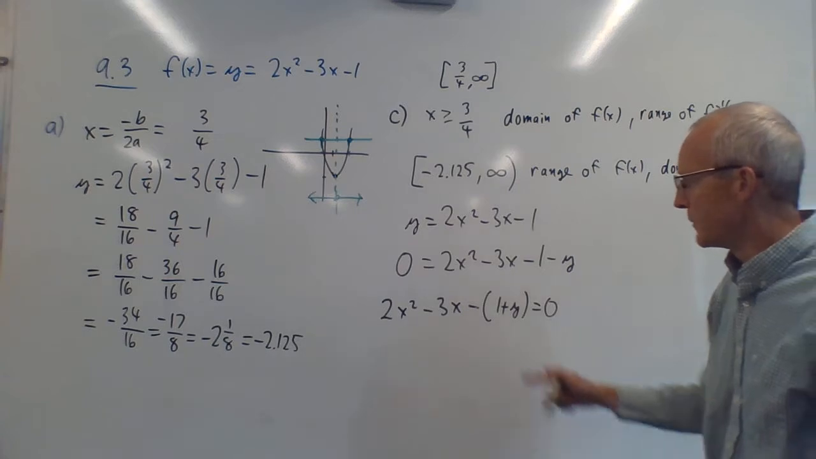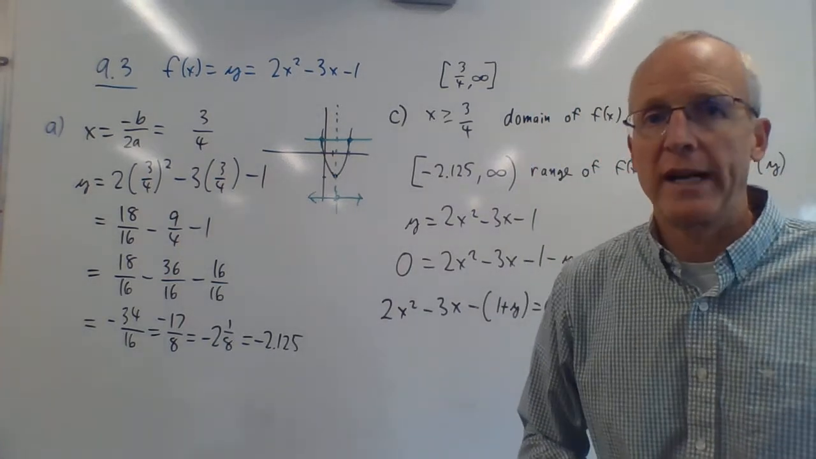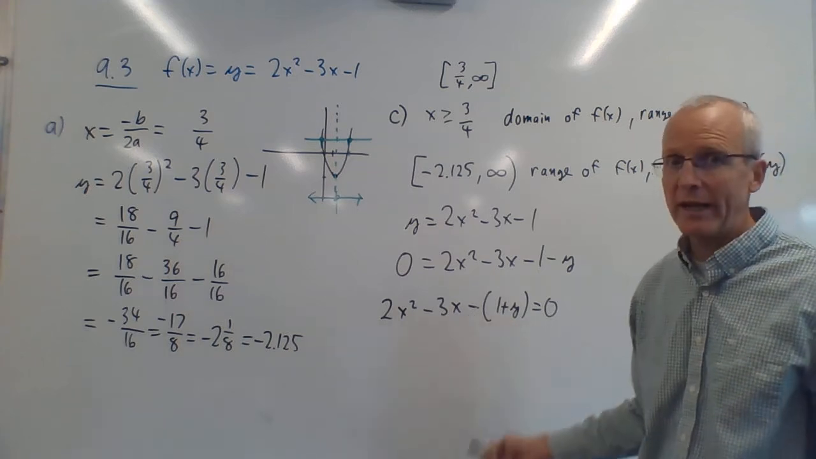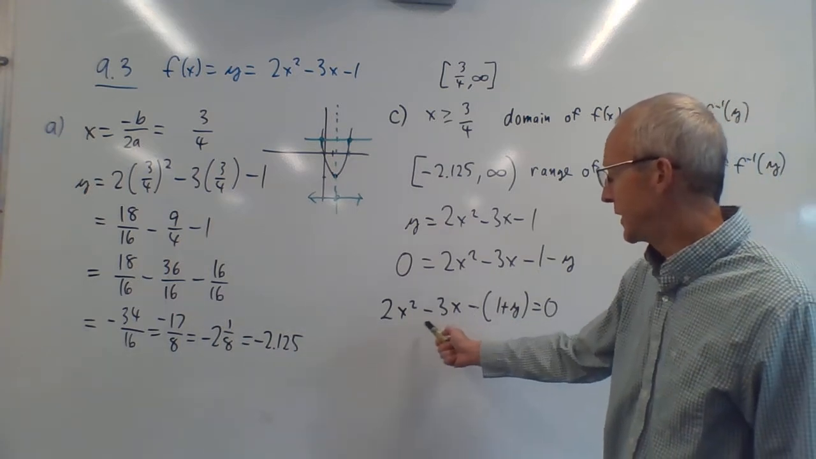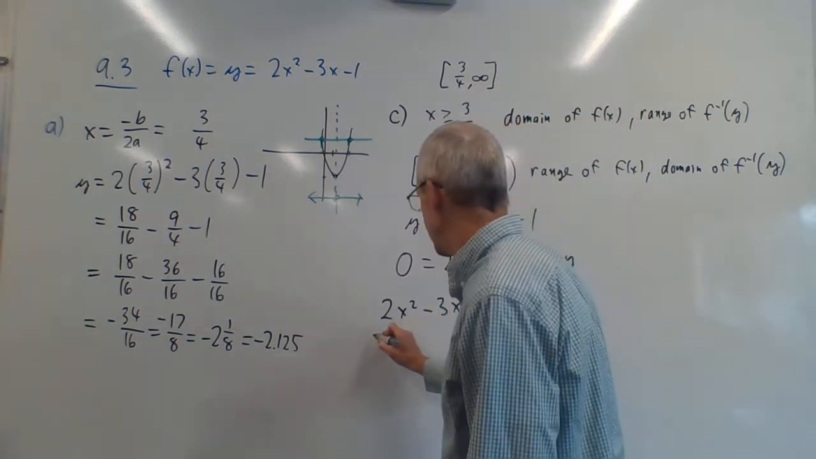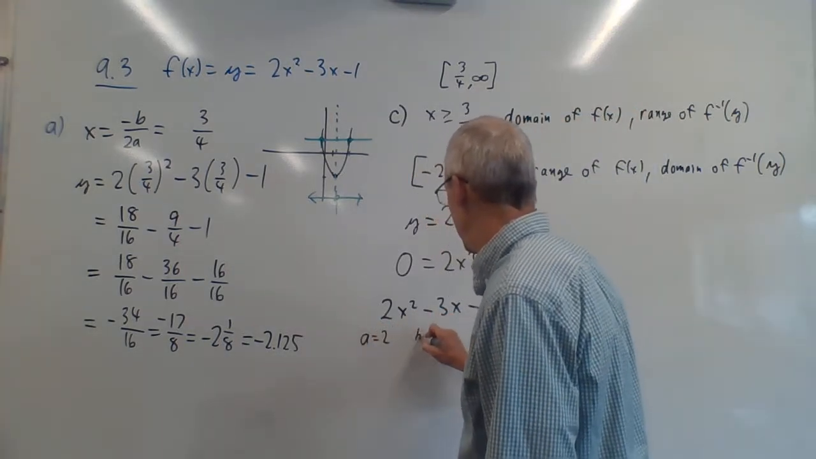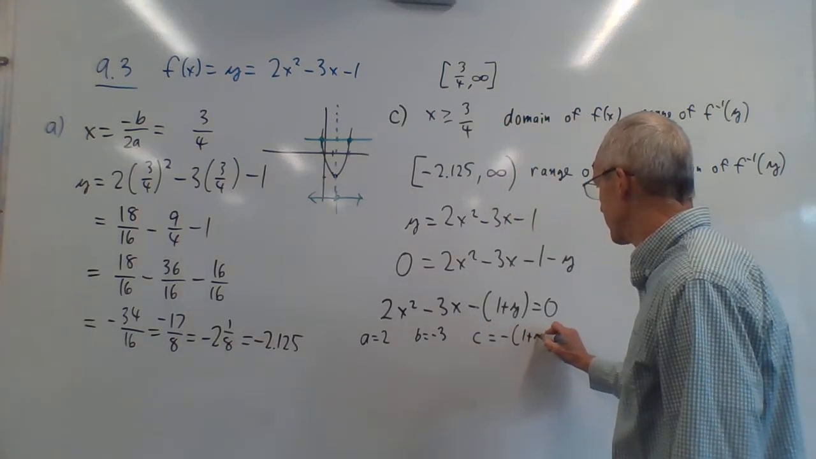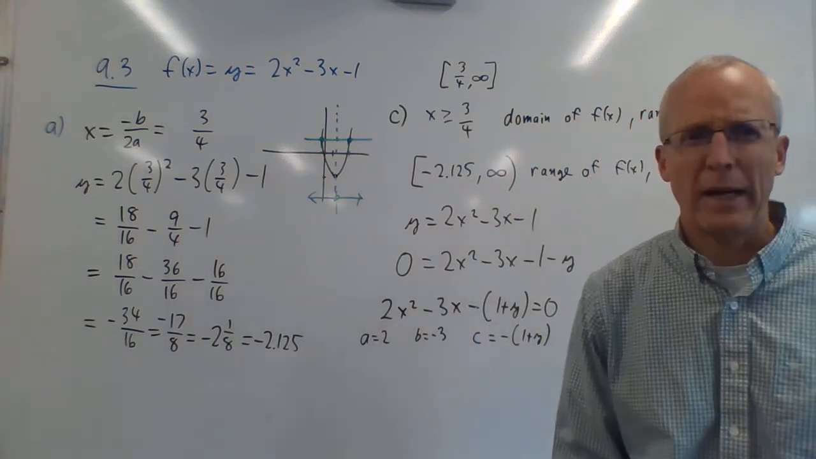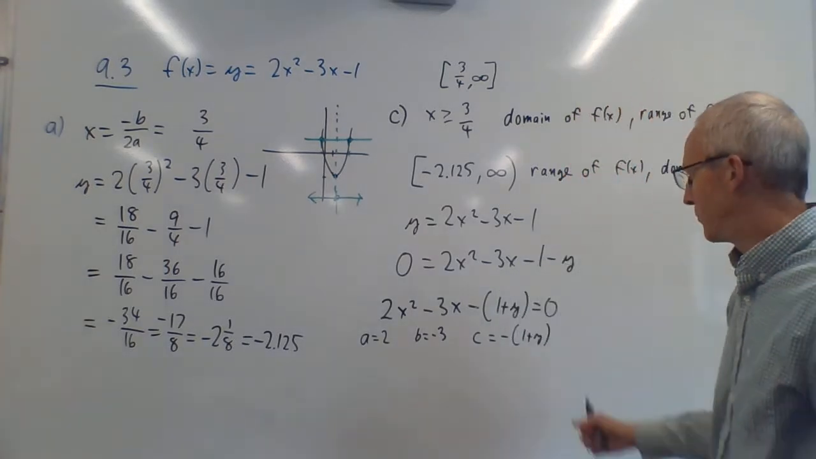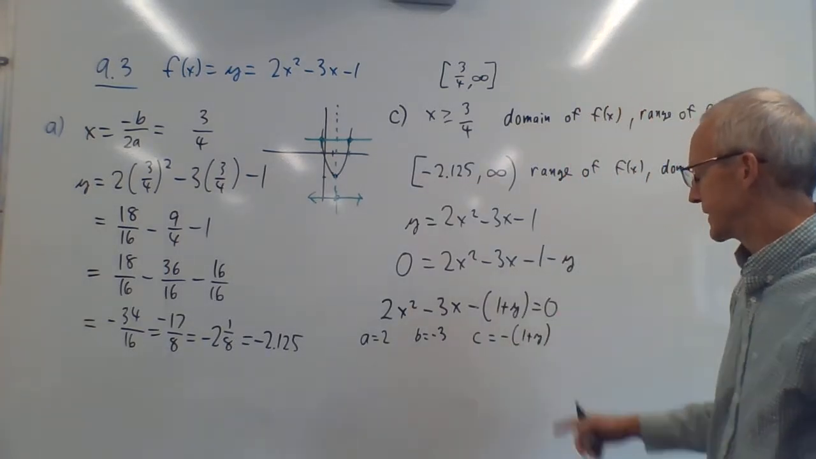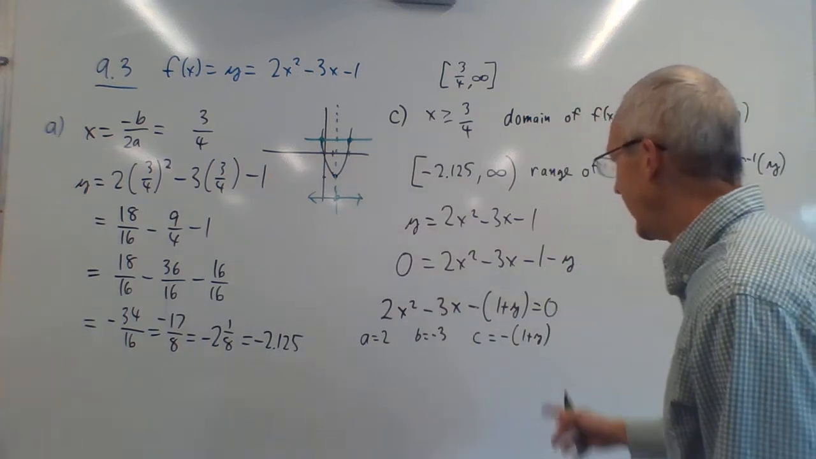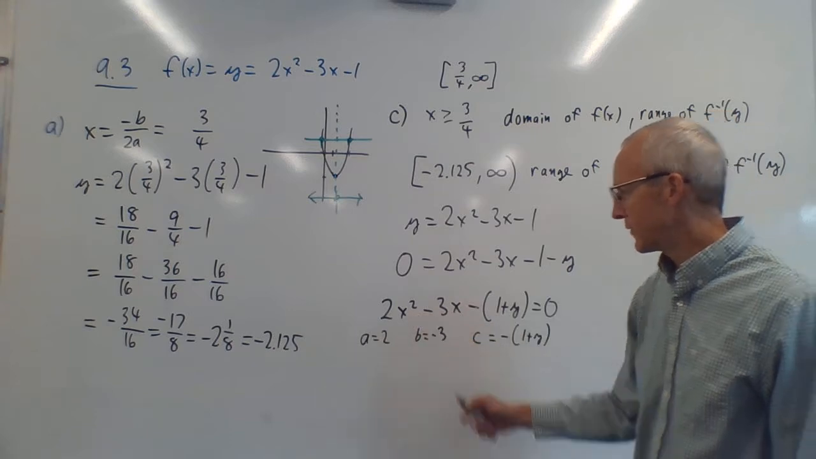I'm going to write it like this because now we can use the quadratic formula to solve this. Minus 1 plus y is our c, this is our b, and that's our a. Right, so a is 2, b is negative 3, and c is negative 1 plus y. Or we could have left it as minus 1 minus y, but it just makes it cleaner to do it like that. It doesn't really matter. Okay, now we use the quadratic formula to solve for x.